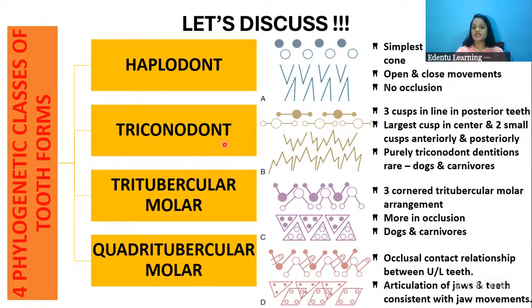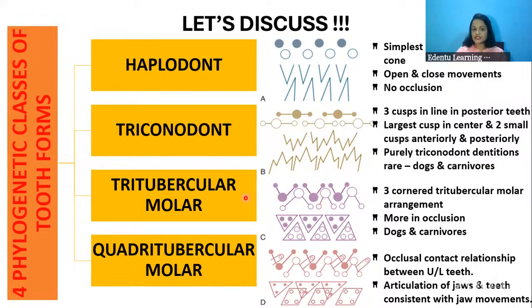Okay, next is the triconodont type. In triconodont, as you can see here, three cusps will be there. This was just a single conical tooth, but here you can see three cusps in line. The center cusp will be the largest one and most pointed, and the other two, one on the anterior side and one on the posterior side, will be very short cusps. Purely triconal dentitions are not commonly seen, but in rare species like dogs and carnivores, you can see this triconodont type of dentition also.